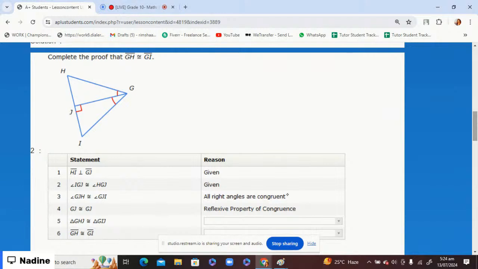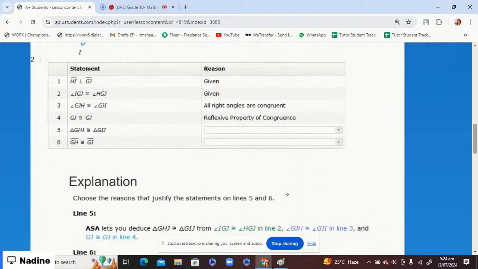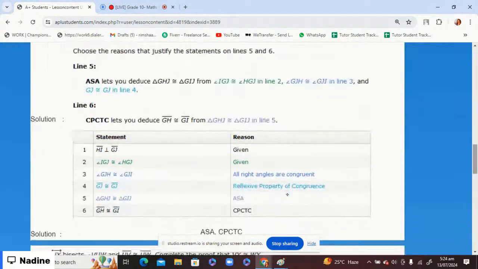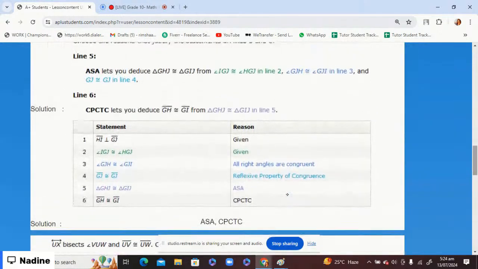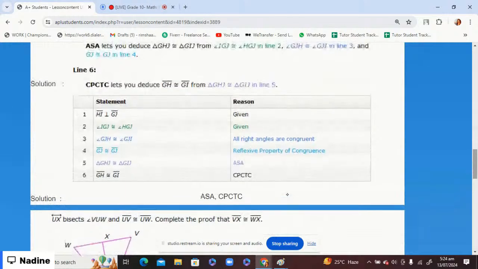And one is the reflexive property, like GJ. This line, which is common in both the triangles, is the reflexive property. So when the two angles and one side are the same, it means that your triangles are the same, and the lines are also the same. Understand?